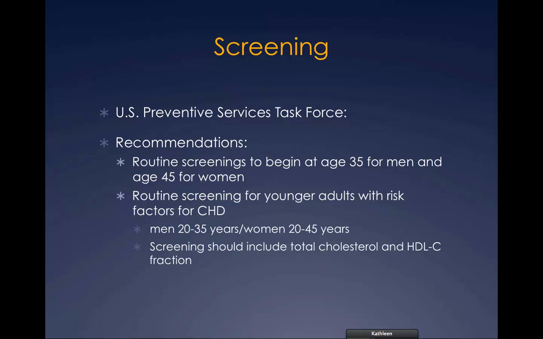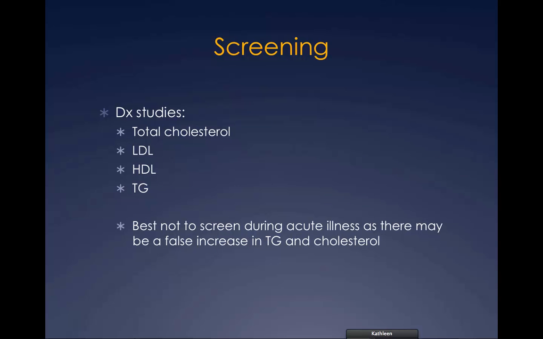Routine screening begins at age 35 for men and age 45 for women. Routine screening for younger adults with risk factors for coronary heart disease: men between 20 and 35 years, women between 20 and 45 years. Screening should include total cholesterol and HDL fraction. Diagnostic studies for screening are total cholesterol, LDL, HDL, and triglycerides. Best not to screen during acute illness as there may be a false increase in triglycerides and cholesterol.